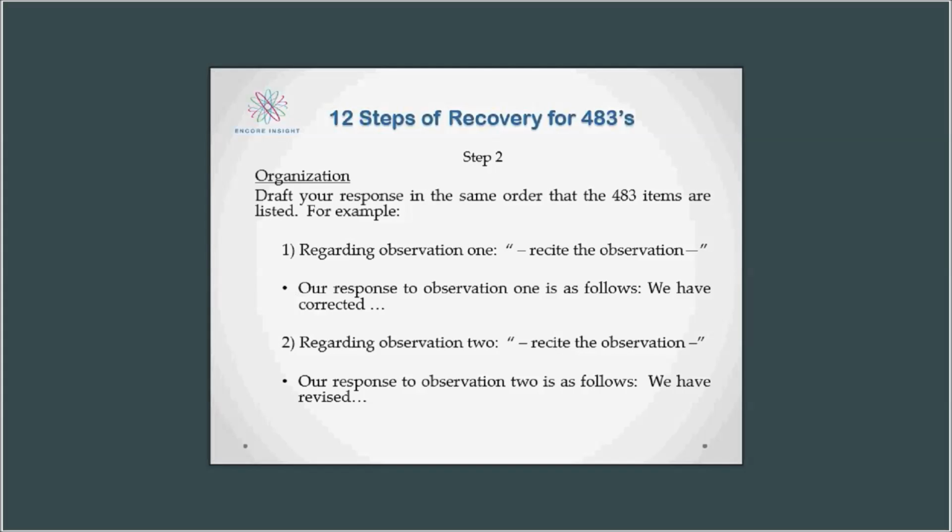So now you've got your plan set up. Let's look at the response itself that you're going to do. When you're drafting your response, you should organize it the same way that the 483 is organized. That just makes it easier for the FDA case officer to follow what's going on. So when you say the first observation, regarding observation one, you simply repeat the observation. Why? You want your document to speak for itself. If, God forbid, you end up going to court, you want your document to say this is exactly what the situation is. Here's FDA's position, here's our position. That's why you need to recite the observation.